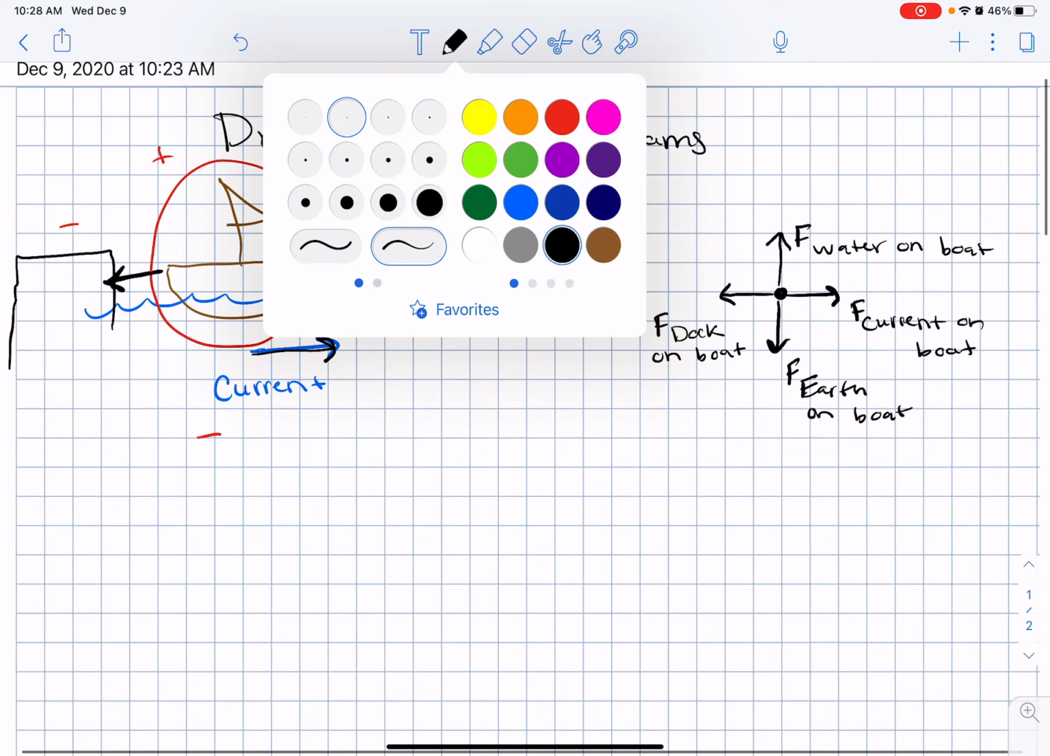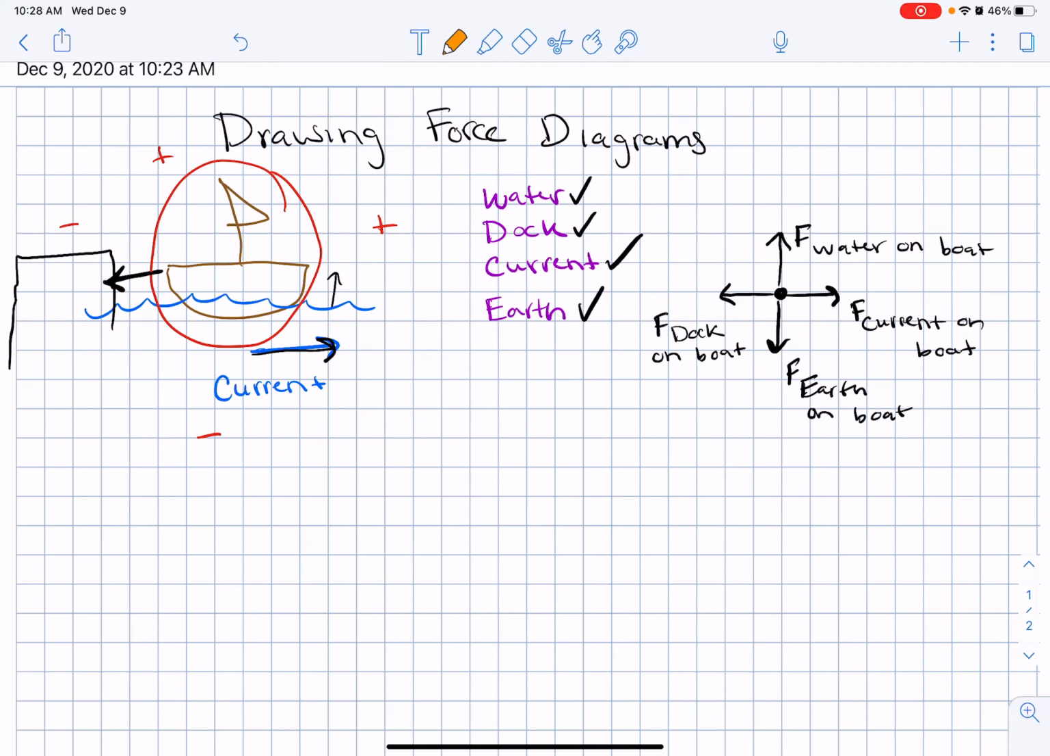Now let's take a look at this force diagram because I want to point out a couple things. First is that they all end with on boat, on boat, on boat. When we're drawing a force diagram, all of our forces should be exerted on our object of interest, which is in this case the boat. So all of our labels should end with force something on boat, okay? So that's good, that's one thing to check.